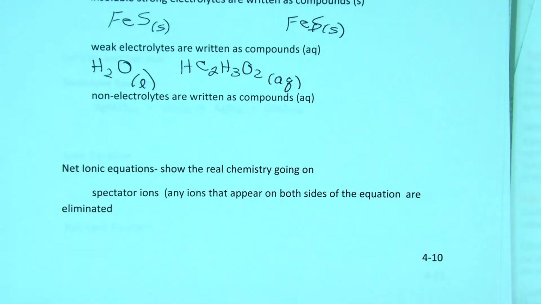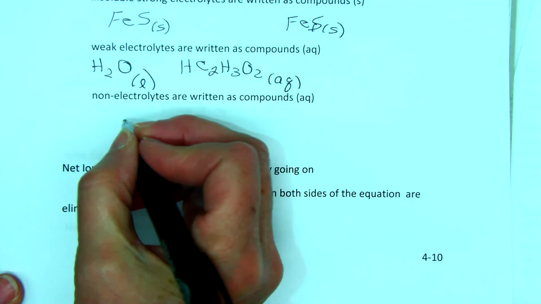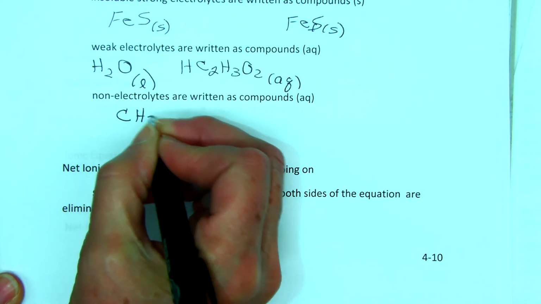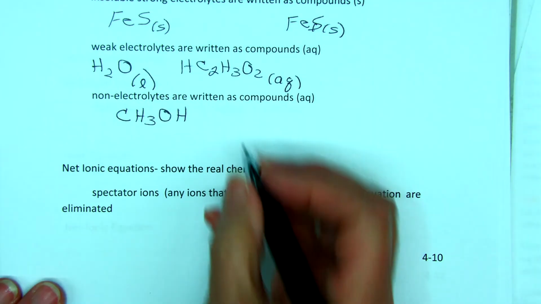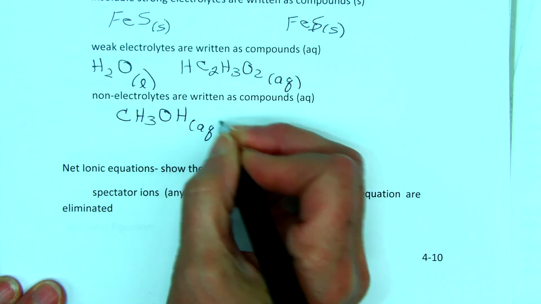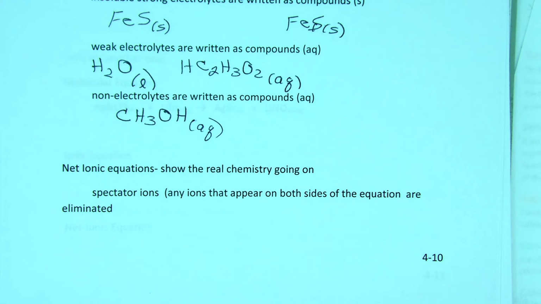Then non-electrolytes are written as compounds. Things like methanol. Methanol is a non-electrolyte. This does not break apart, so I just write it as methanol. It still has the aq subscript because it is in water. It's just not broken apart.